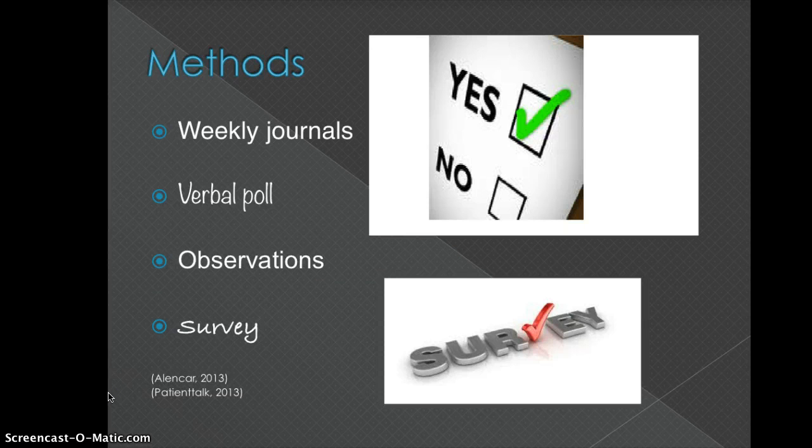Weekly journals that were kept by a combination of the educator I worked with and myself, a verbal poll in which students were asked one yes or no question on what they thought about Glogster, observations that were completed before and after the implementation of Glogster to track on and off task behaviors and whether or not they improved when Glogster was used, and last, a survey that was given to students at the end of the project asking different questions about the use of Glogster. These questions are presented later in the PowerPoint.